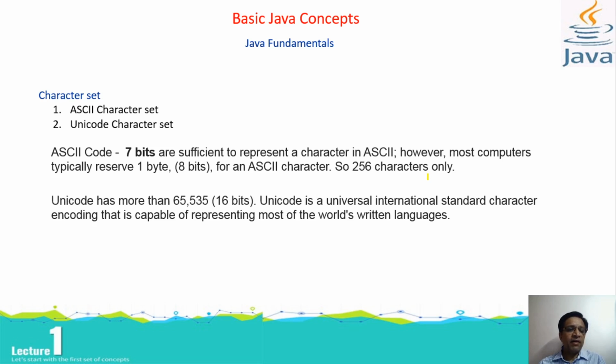Now Java is based on the Unicode character set, which is of 2 bytes, that is 16 bit, so it supports up to 65536 characters. So almost all the characters of all the languages are covered in this, so it is also termed as a universal programming language.